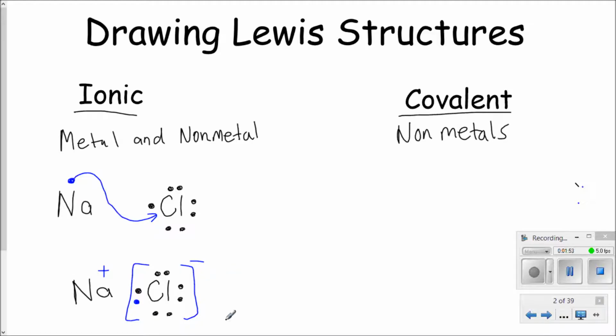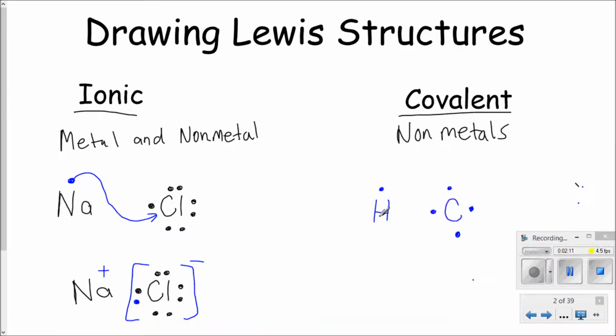Now overall, this ionic compound, NaCl, is neutral. The chemical formula is NaCl. It is neutral, it is stable, but it is made up of ions, hence it is an ionic compound. This is how you draw Lewis structures for ionic compounds.